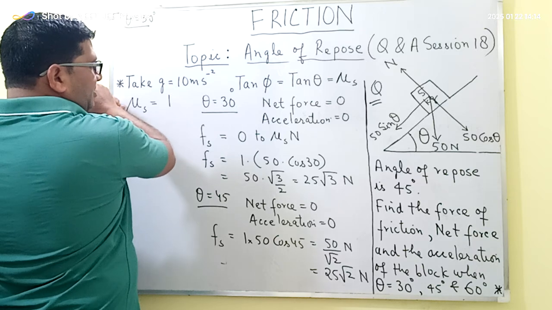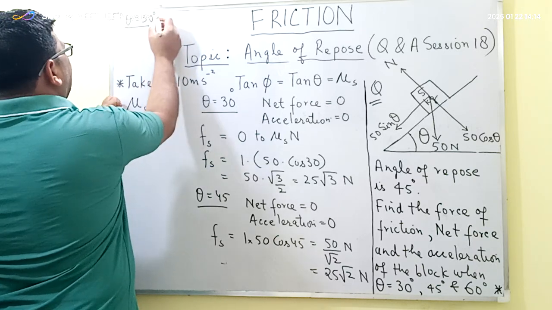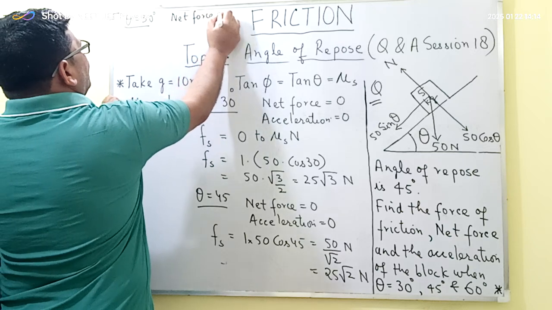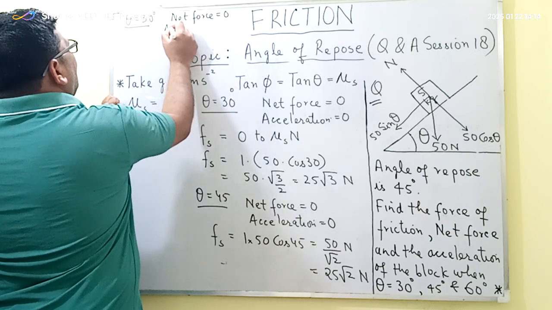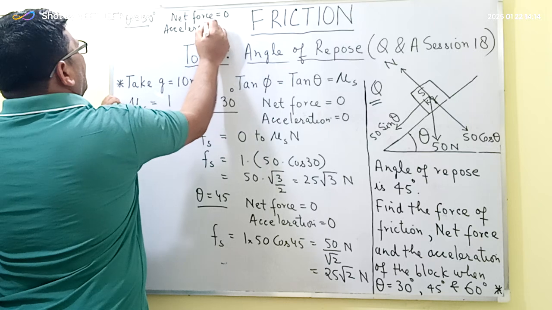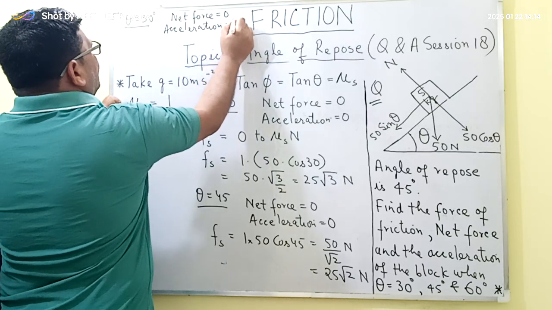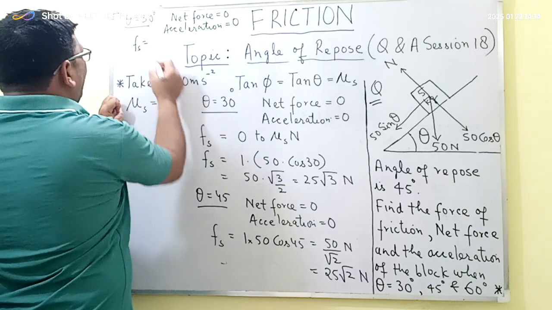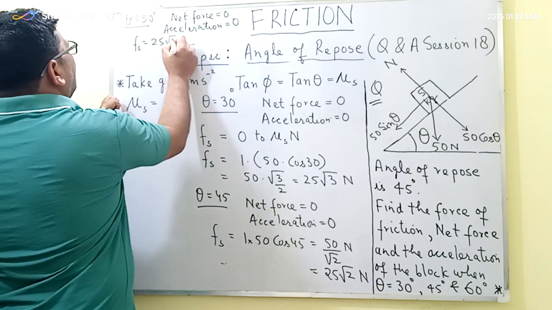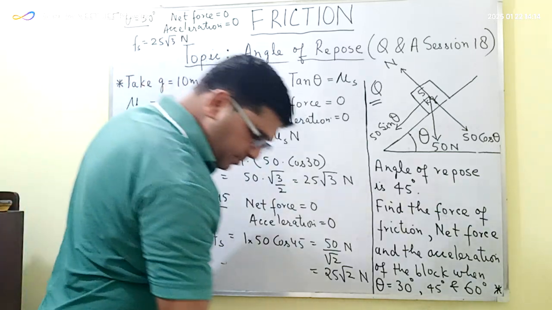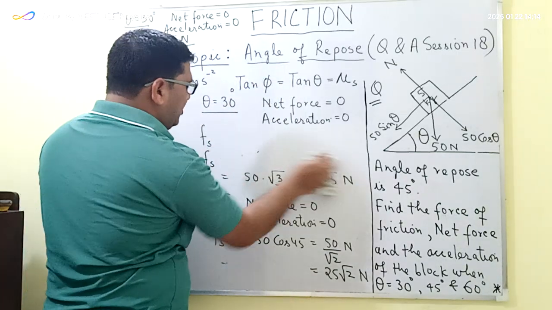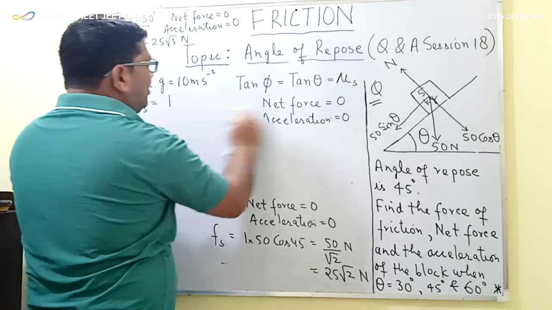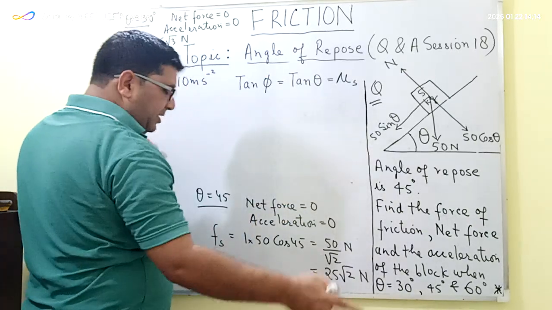So when theta was equal to 30 degree, the net force was equal to 0, the acceleration was also equal to 0, and the force of friction was equal to 25 root 3 newtons. In the last case, when theta is equal to 60 degree.